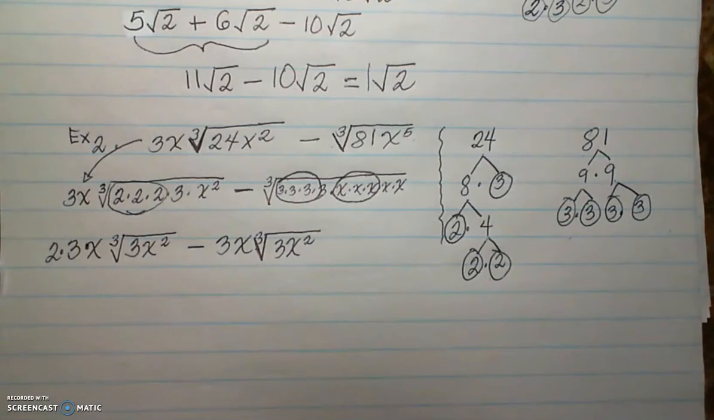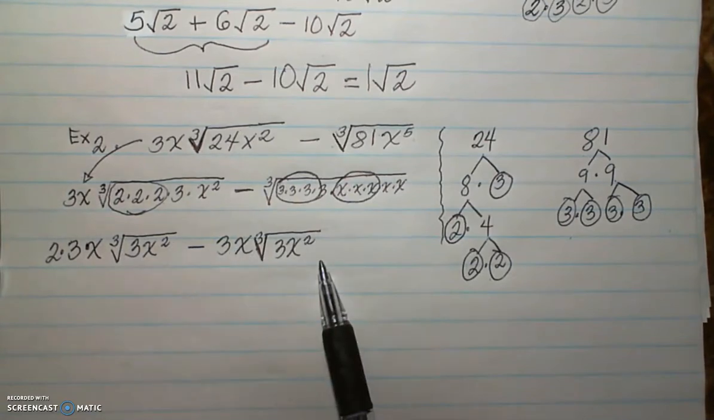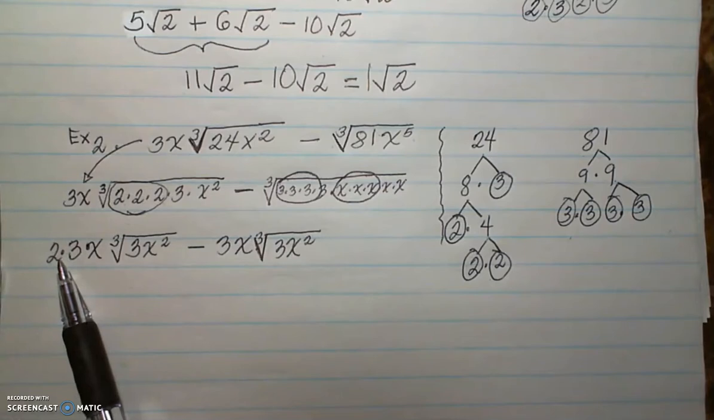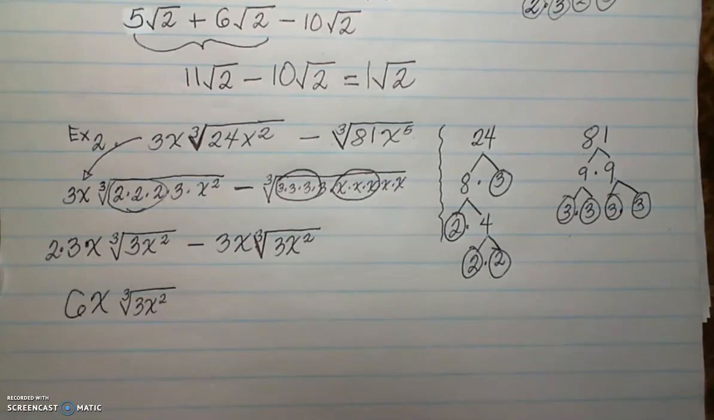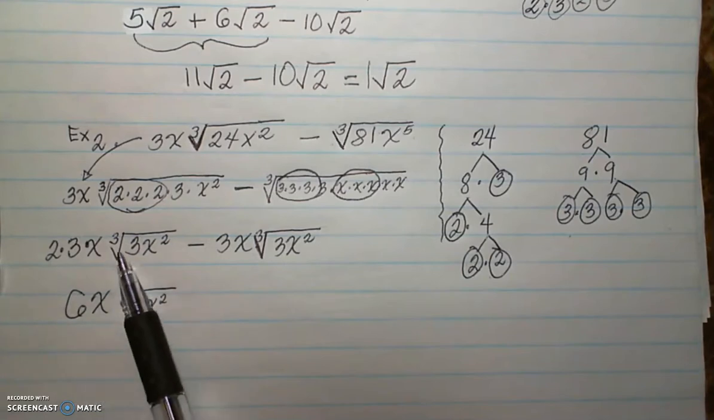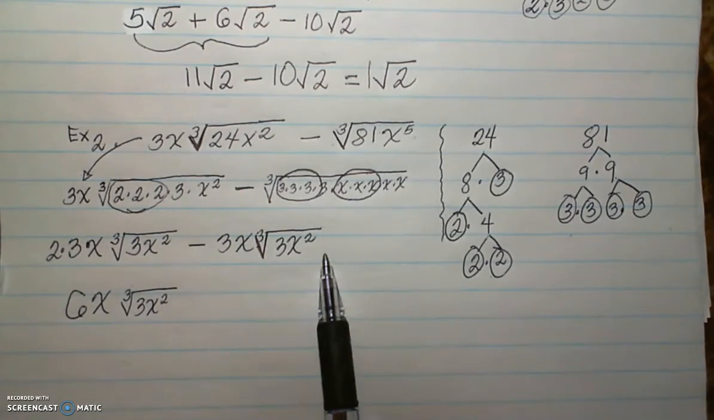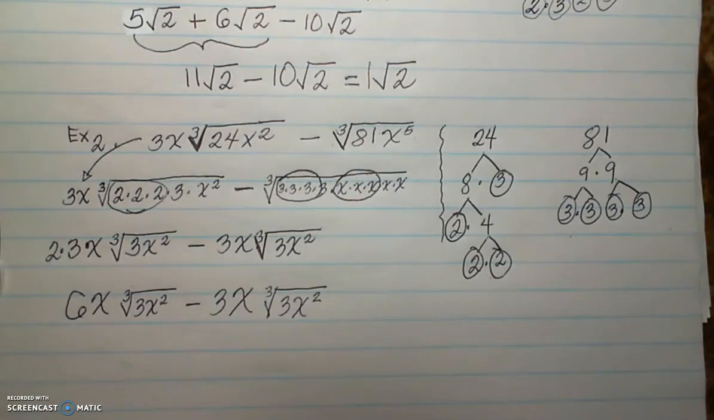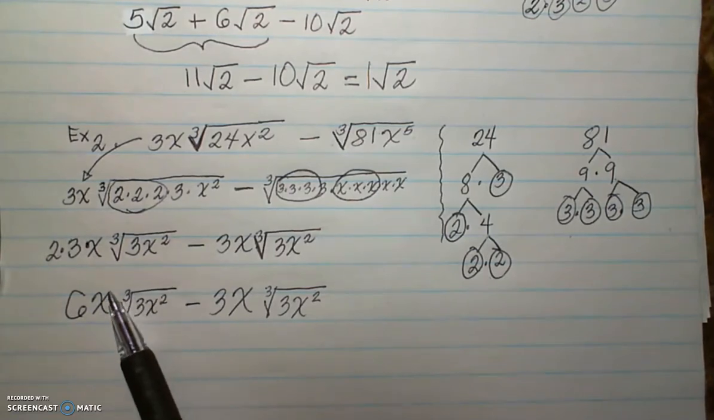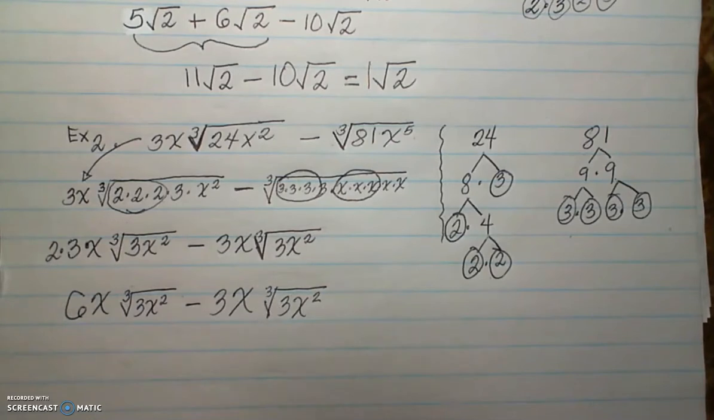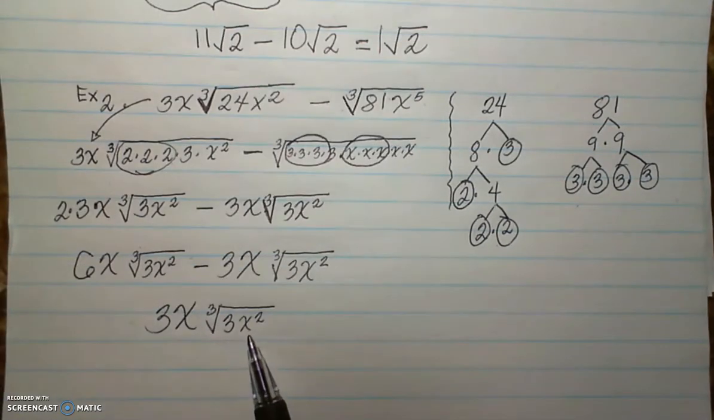All right, so perfect. We can now operate on this because they have the same indexes and they have the same radicand. So what we're going to do is just operate on the coefficients. All right, so this part right here is your 6x. I copy this down and then minus, copy this down. All right, so now we can operate on this. And please understand that these are now like terms. So because you have the same indexes and radical, this is treated like an x. So this is just 6x minus 3x. That's all you operate. And then you copy this down. And the answer here is 3x cube root of 3x squared.